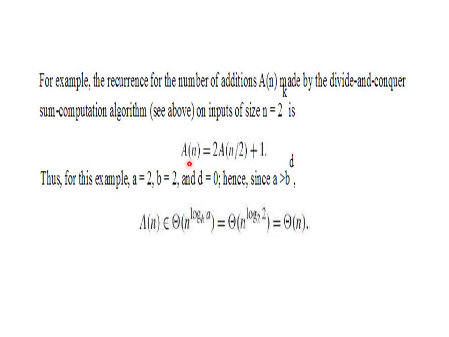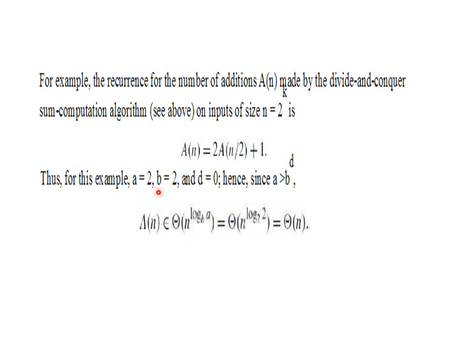Here A of n equals 2 into A of n by 2 plus 1, the value of a is equal to 2, b is equal to 2, and f of n is equal to 1. F of n equal to 1 means f of n is n to the power 0, and n to the power 0 is 1, so the d value is equal to 0. So we have a equal to 2, b equal to 2, and d equal to 0.